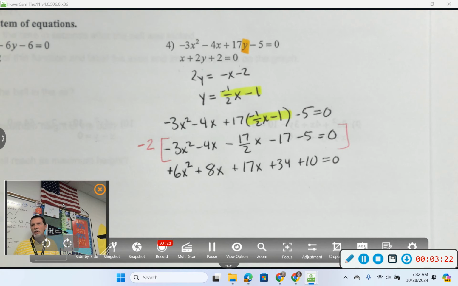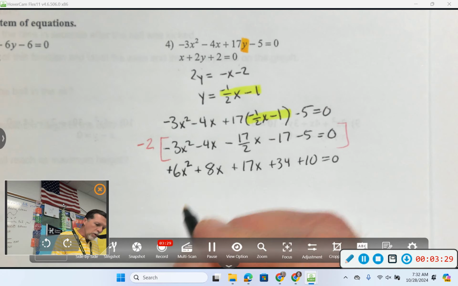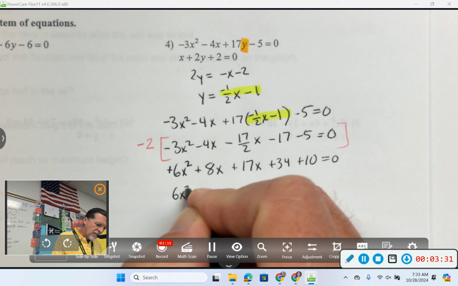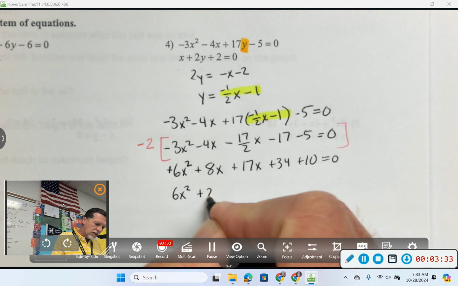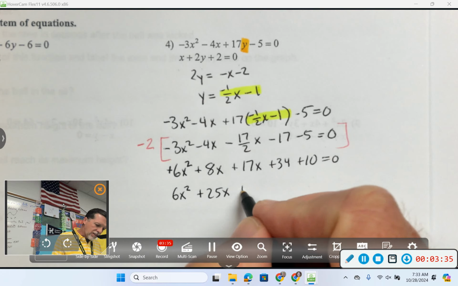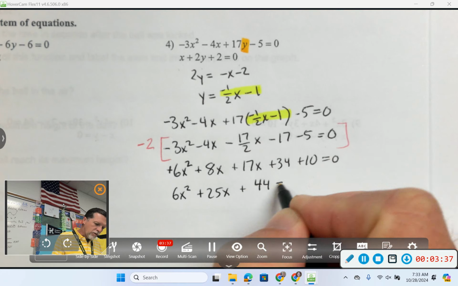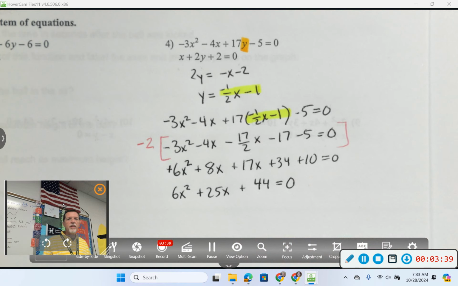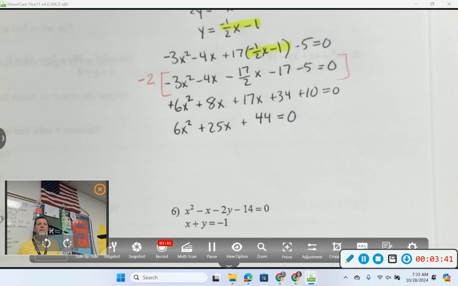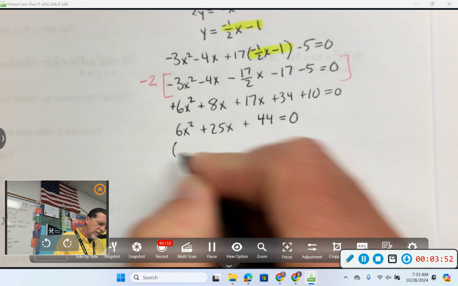Okay, so the numbers are a little bigger. In fact, they're twice as big, but there's no fractions. So a worthwhile trade-off, I think. 6x squared plus 25x plus 44 equals 0. Can't divide by anything to reduce, so kind of stuck. No idea if that factors or not. Everything's positive.